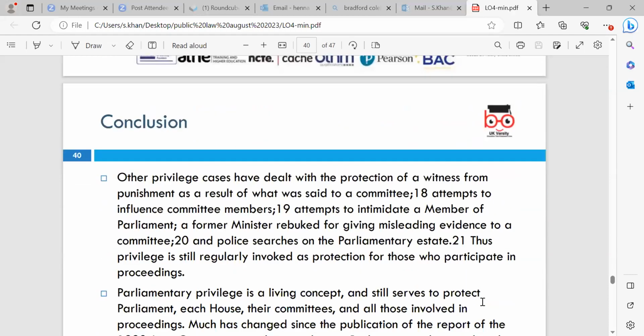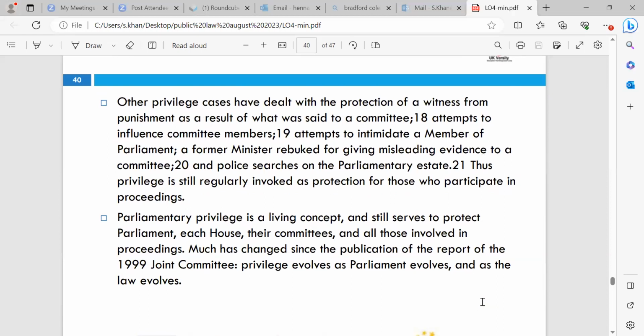So this is just to conclude what parliamentary privilege is and why there is a need for it, in regard to the concept of parliamentary privilege. Other privilege cases have dealt with the protection of a witness from punishment as a result of what is said to a committee, attempts to influence committee members, attempts to intimidate a member of Parliament, a former minister rebuked for giving misleading evidence to a committee, and police searches on the parliamentary estate. This privilege is still regularly invoked as protection for those who participate in proceedings.